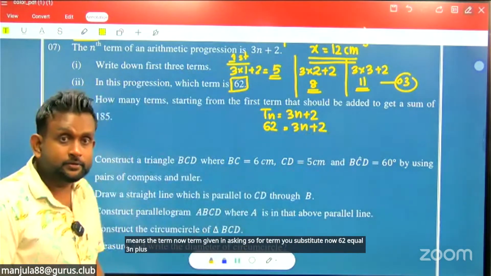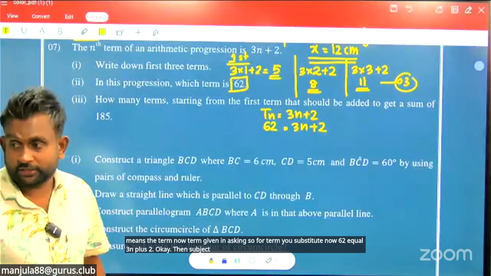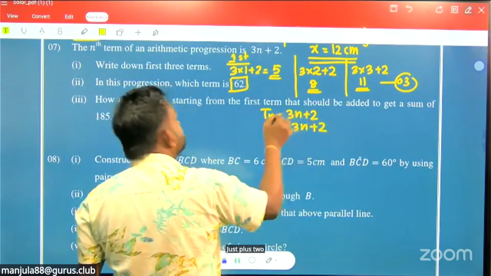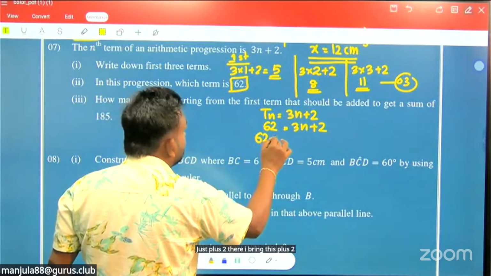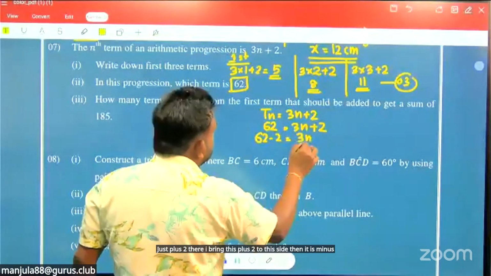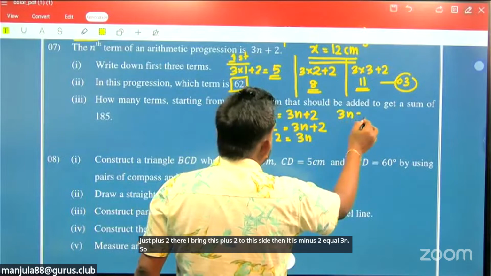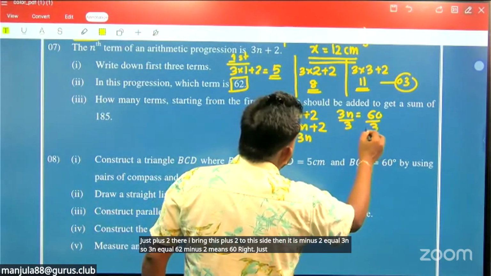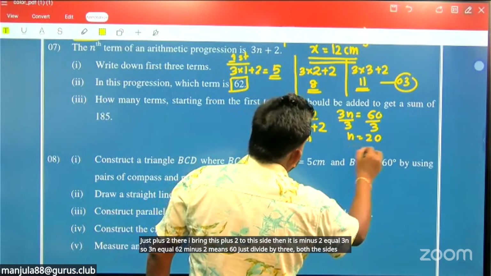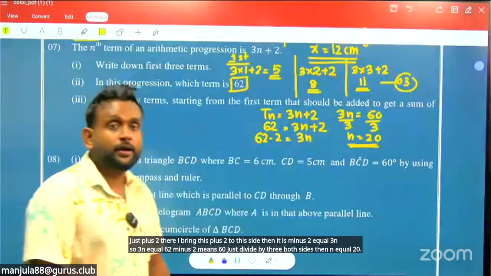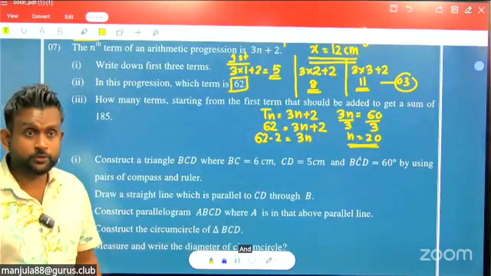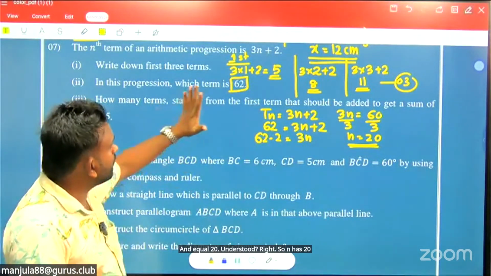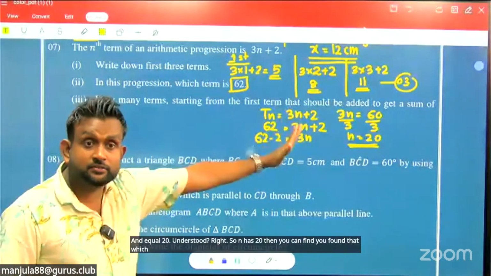Okay. Then make n the subject. How to do that? Just bring this plus 2 to the other side. Then it is minus 2, so 62 minus 2 equals 3n. So 3n equals 60. Just divide by 3 on both sides. Then n equals 20. Understood? Right. So n is 20, and you found which term that is. That is the 20th term.